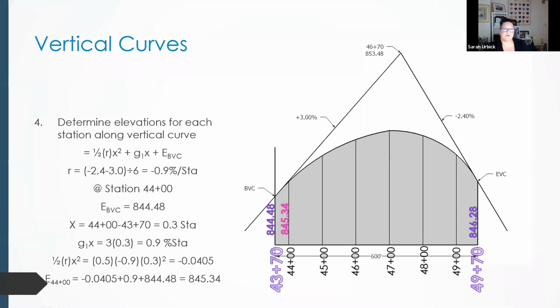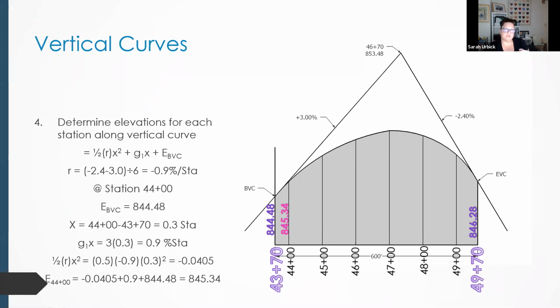Then we take the next component, 1/2 RX squared. 1/2 R is negative 0.9. X squared, 0.3 squared, gives us a negative 0.0405. Really small number. We're not talking 600 feet where we were on the order of almost 20, 15 to 20. Now we're talking little tiny distances, little tiny changes, just like the little tiny angles, or really big radius. You're not going to see a whole lot of change in between those. It's very minimal.